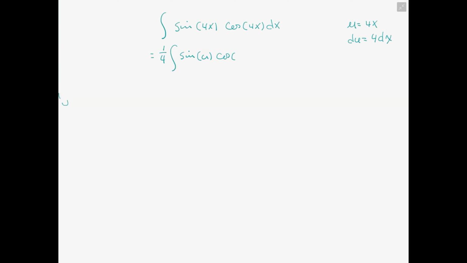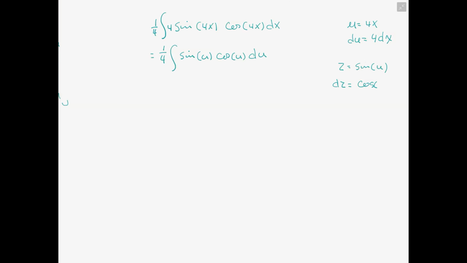And we don't have 4 dx, so we go 1/4 sine u cosine u du. Because we had a 4 and we take 1/4 out there, and now we have sine of u, cosine of u.